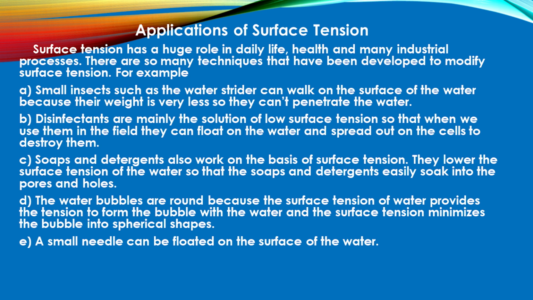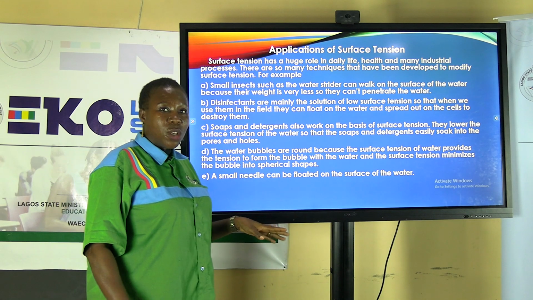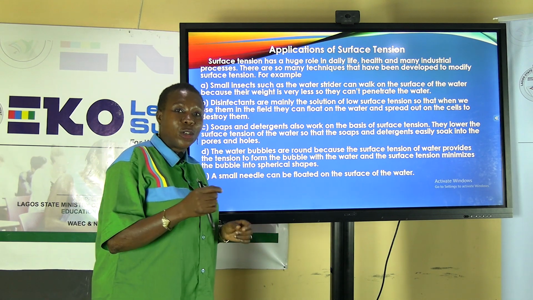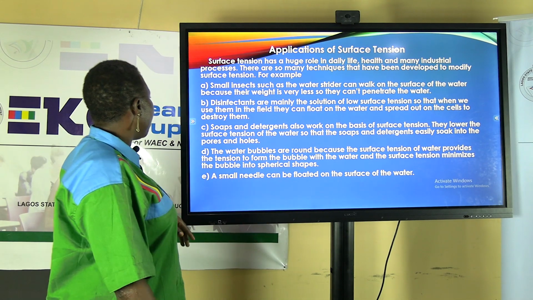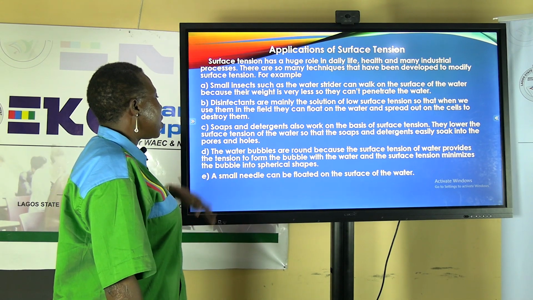Two, disinfectants are mainly the solution to low surface tension, so that when you use them in the field, they can float on the water and spread out on the cells to destroy them. You take note when you put your Izal or your Dettol in your water, you see it spreads over the water. Then we also have soap and detergents.